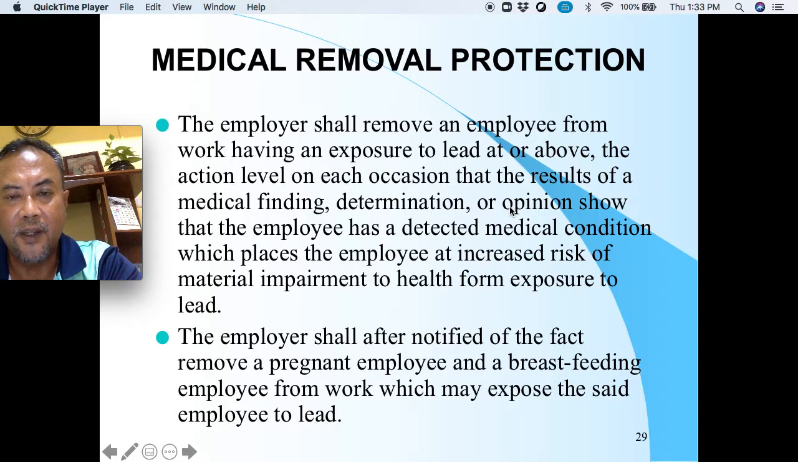And the employer shall remove a pregnant employee and breastfeeding employee from work that may expose the said employee to lead. So pregnant employee dia kena remove, employer kena keluarkan, tak boleh bekerja situ. And breastfeeding employee yang menyusukan anak pun tak boleh bekerja di kawasan.